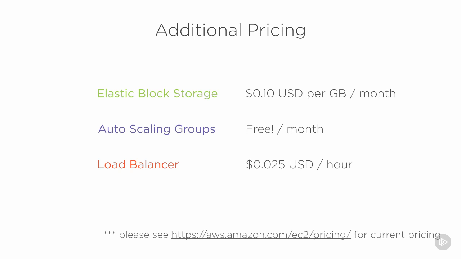One last note with pricing in regards to EC2. The Elastic Block Storage that your EC2 instances use has a separate charge associated with it. 10 cents a month per gigabyte for general purpose SSD volumes. There are currently no additional fees for auto-scaling, but an additional load balancer or Elastic IP do cost extra. Just keep these in mind when calculating a total cost for your EC2 usage.